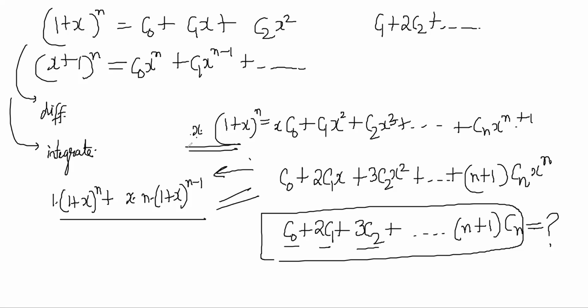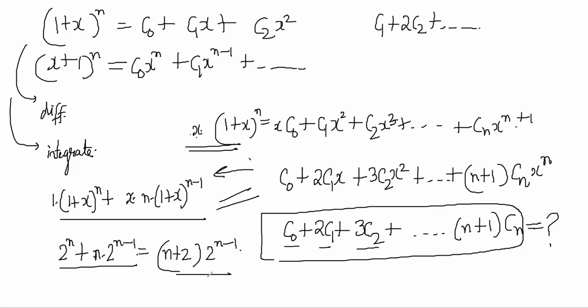Multiplying by x first and then differentiating. So when you put 1, it will become 2 power n plus n into 2 power n minus 1. So that is basically (n plus 2) into 2 power n minus 1, right? Correct. Such questions can be there.